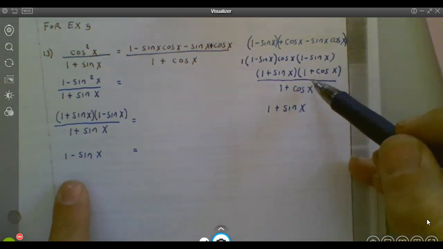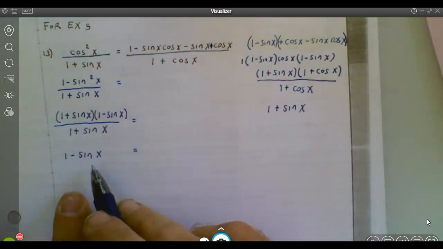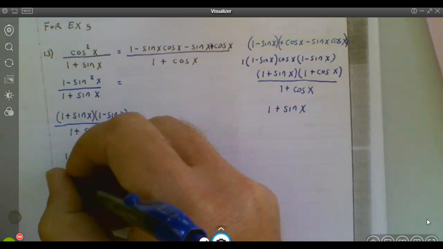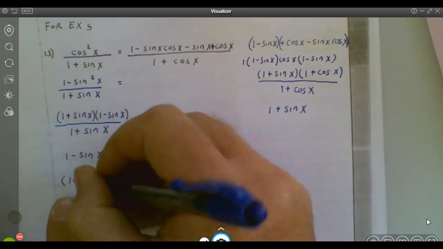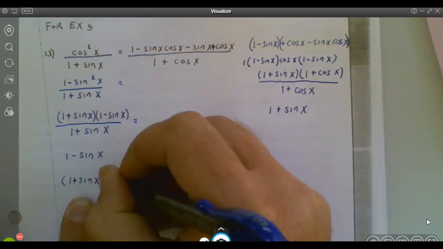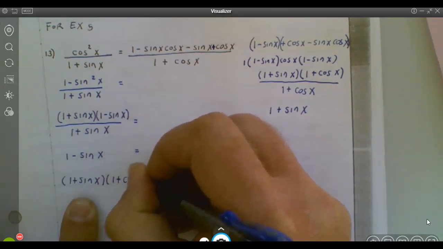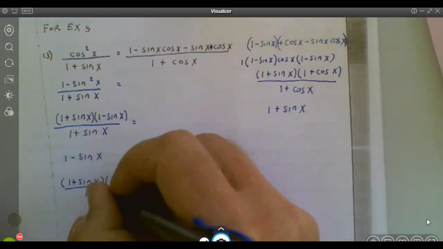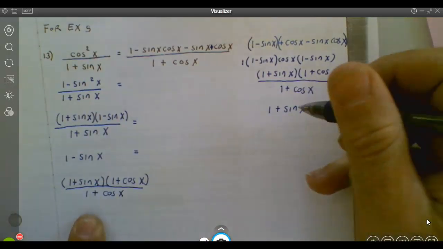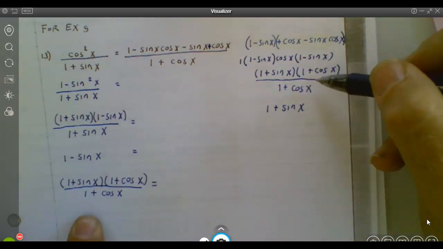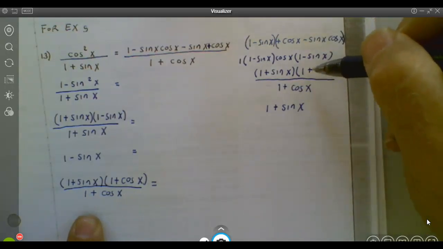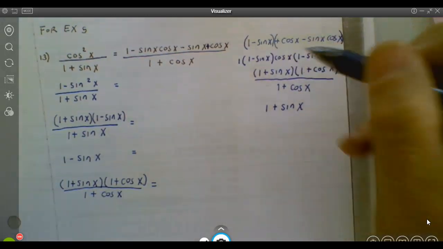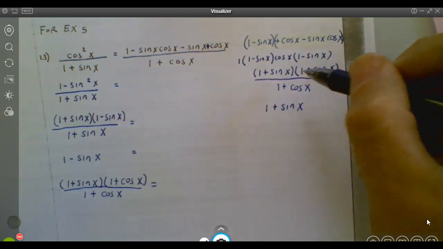So this is where I left off. So this was my next step. So below this guy, I'm going to carry this step over. So I have 1 plus sine, 1 plus cosine, over 1 plus cosine. So that was my next step here. What did we have before we had this? And really, what I did here was a little extra side work, just so you guys could see how I got these factors.